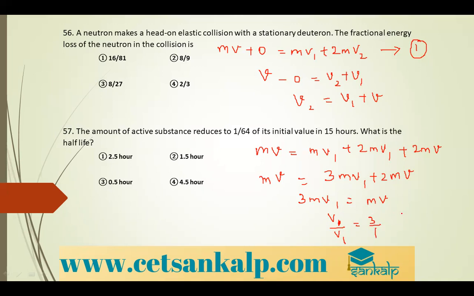So I square both sides: v square divided by v1 square is equal to 9 by 1. So multiply and divide both sides by half m. Half m v square divided by half m v1 square is equal to 9 by 1. So our fractional ratio is 9 to 1.